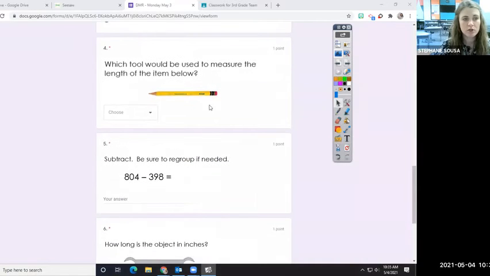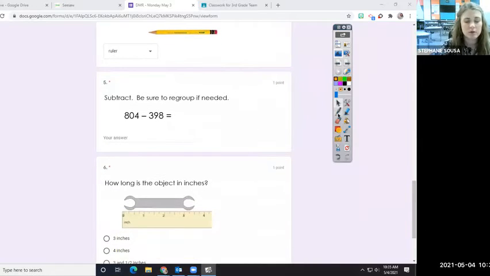Which tool would be used to measure the length of the item below? You would use a ruler to measure this, which hopefully you know because y'all got a ruler quiz today. So you better know that you would need a ruler. There's my ruler. That's a terrible ruler. Okay.